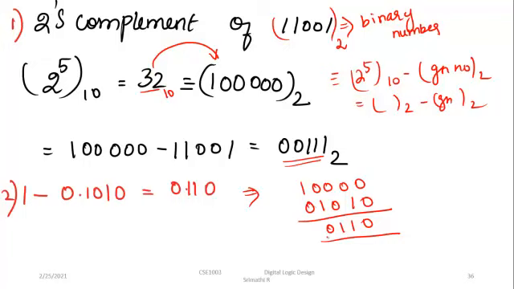You can check it. Is it clear? I can insert the decimal point later, which gives 0.110. Subtract it and check.